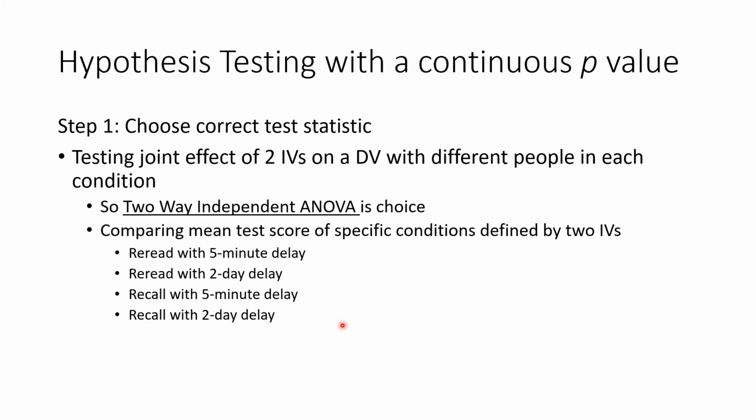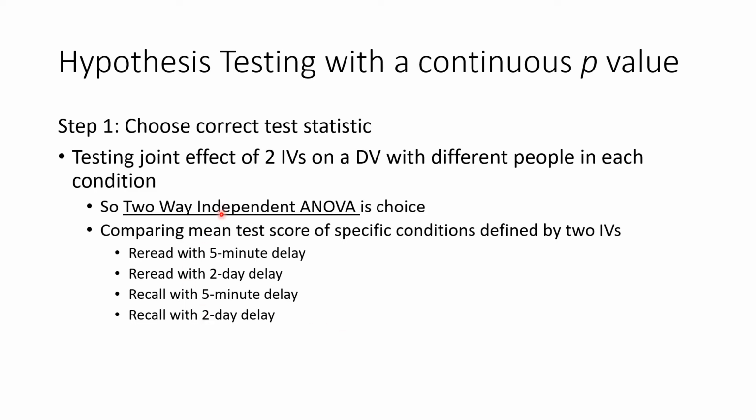Now we're ready to jump into actually generating some statistical evidence. And of course, the first step is hypothesis testing with a continuous p-value. In all cases, we want to choose the correct test statistic. In this case, we have 2 independent variables, and we're really interested in seeing how they interact to affect a dependent variable. And so a two-way independent ANOVA is appropriate.